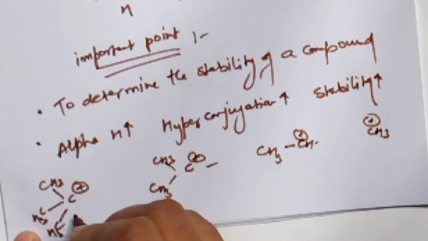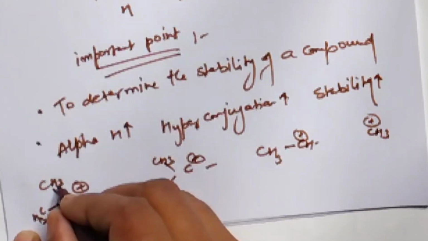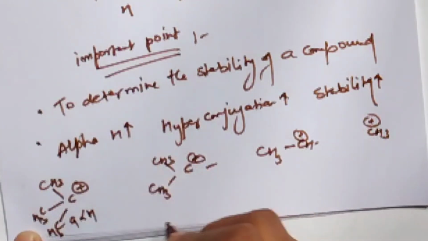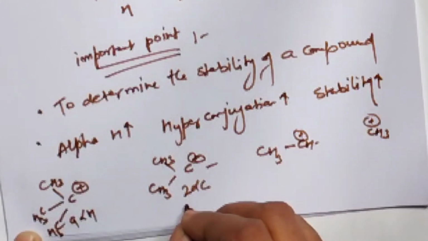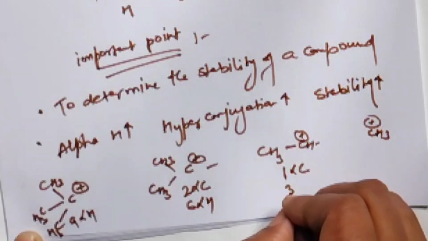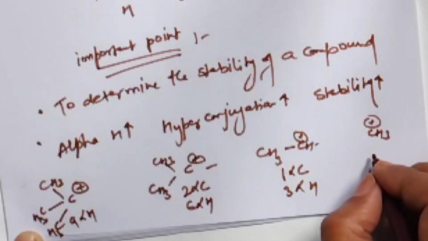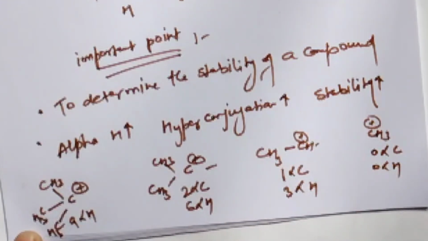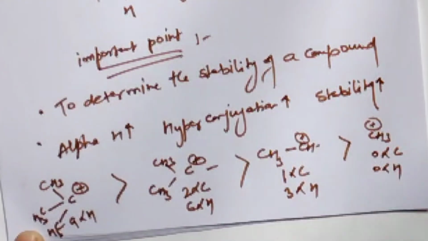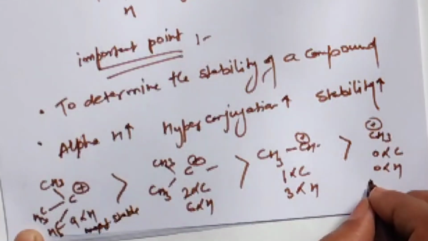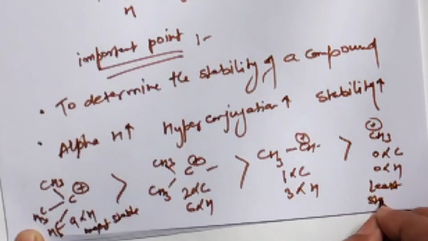This compound has 3 alpha carbons and 9 alpha hydrogens, and this compound has 2 alpha carbons, 6 alpha hydrogens, and this compound has 1 alpha carbon and 3 alpha hydrogens, and this compound has no alpha carbon, no alpha hydrogen. Stability is like this. This is the most stable and this is the least stable compound.